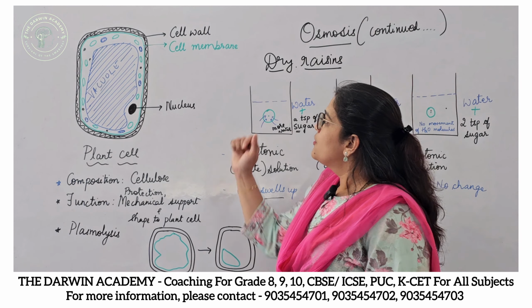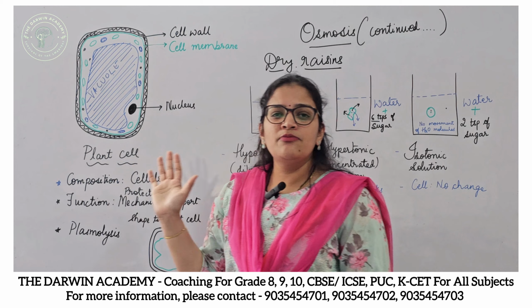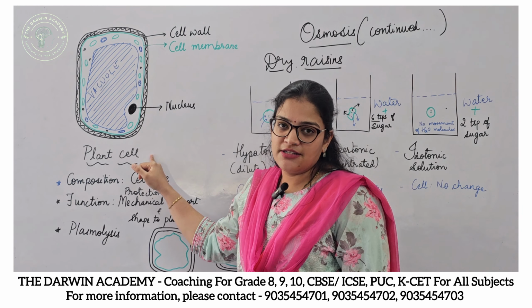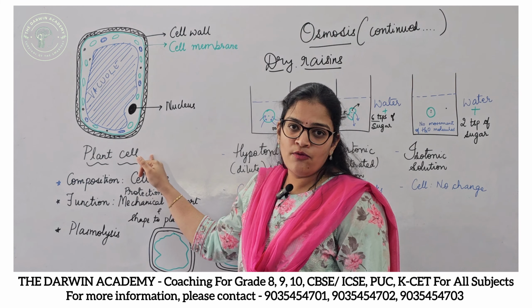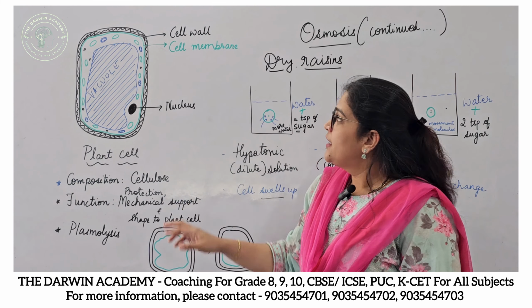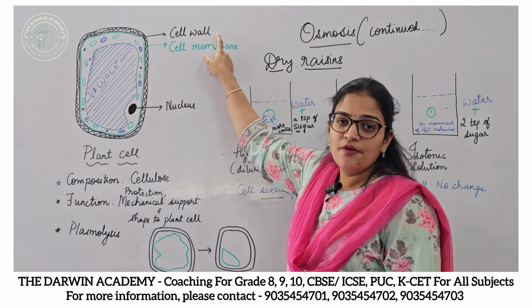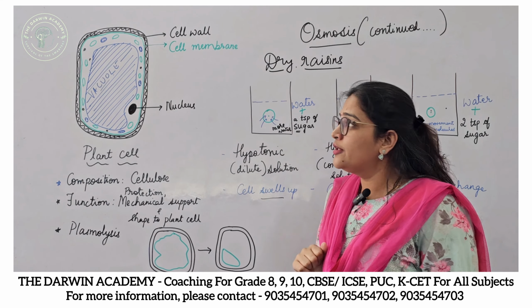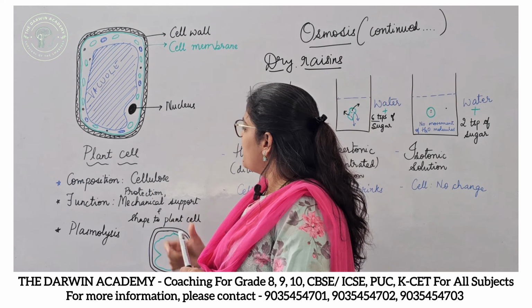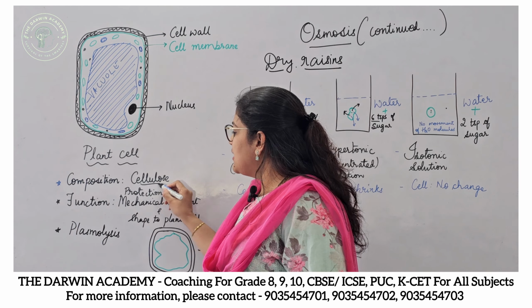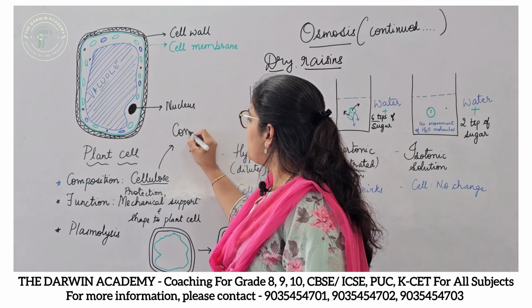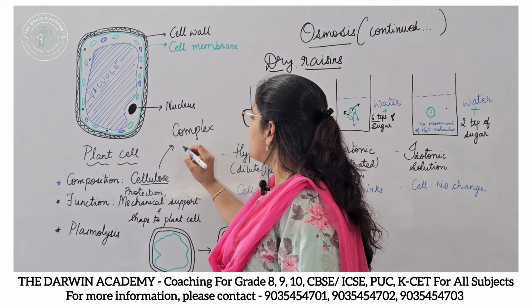Okay, so the cell wall is the outermost protective covering of a plant cell. You don't find a cell wall in an animal cell. It is the outermost layer in a plant cell only. It is made up of cellulose. Cellulose is a complex carbohydrate.